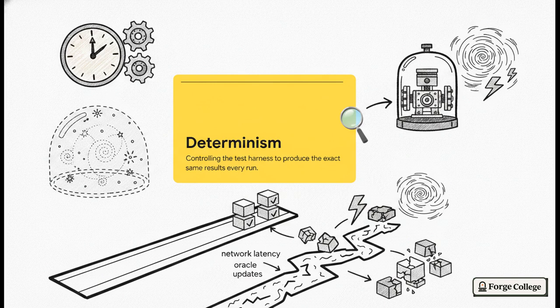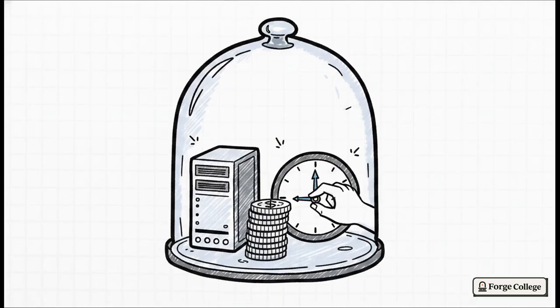Imagine you're testing a highly volatile mechanical engine. You're not going to test that outside in the middle of a hurricane, right? No, you'd put it inside a sterile vacuum just to eliminate any unpredictable variables. And that is exactly what determinism is. No random network latency, no unexpected Oracle updates, just a controlled, frozen universe. So how do we actually build this isolated vacuum on Solana? Well, here are the specific tools we use.